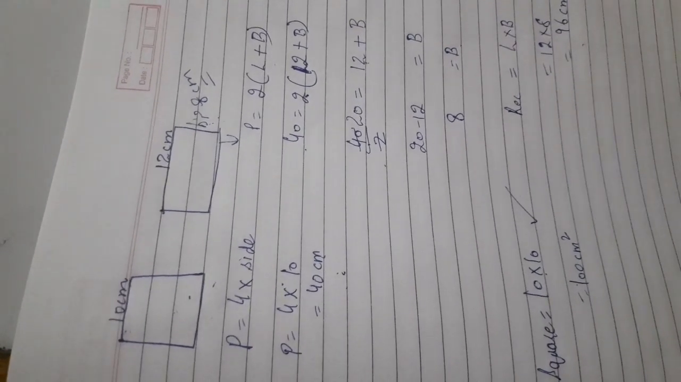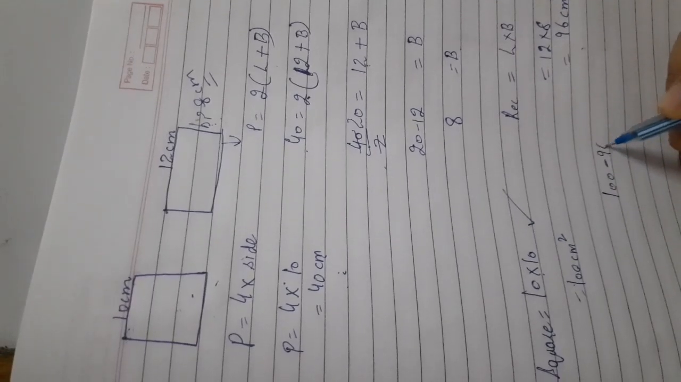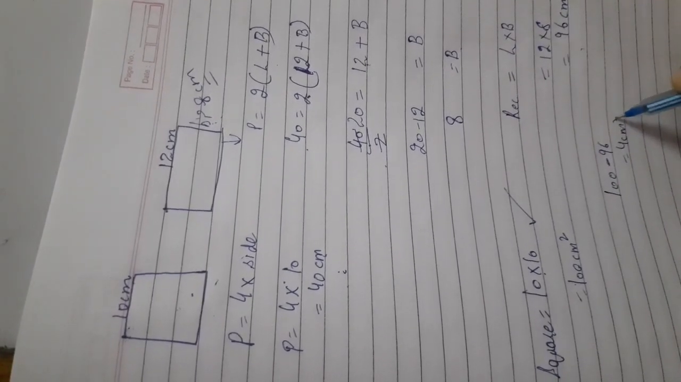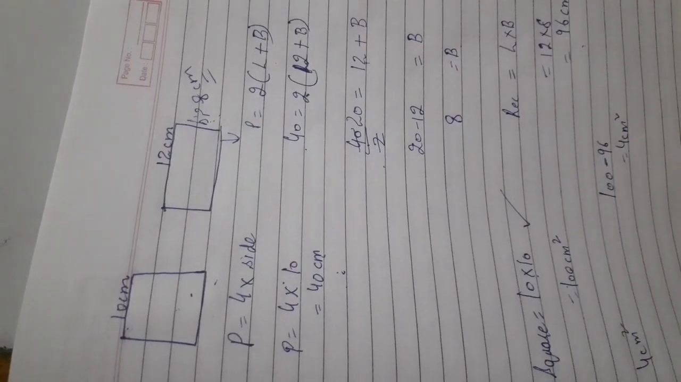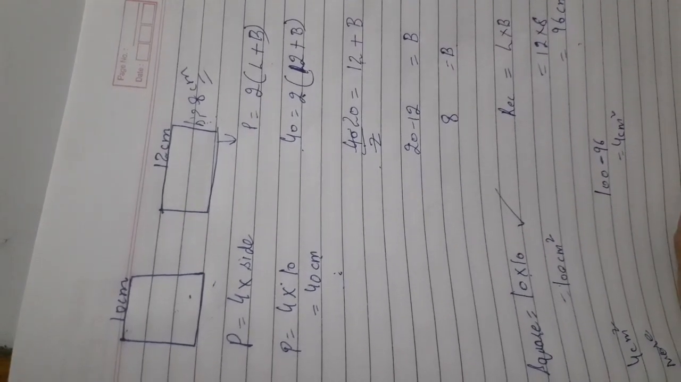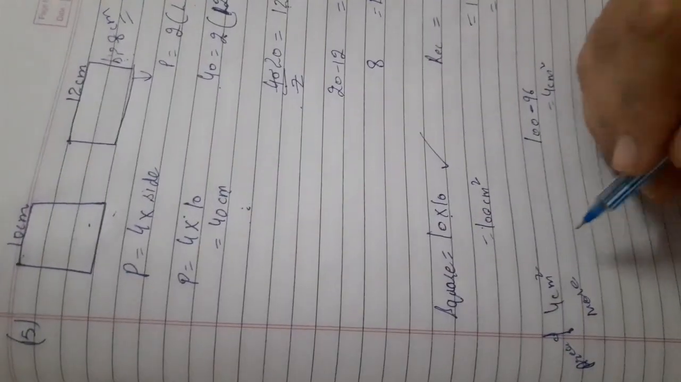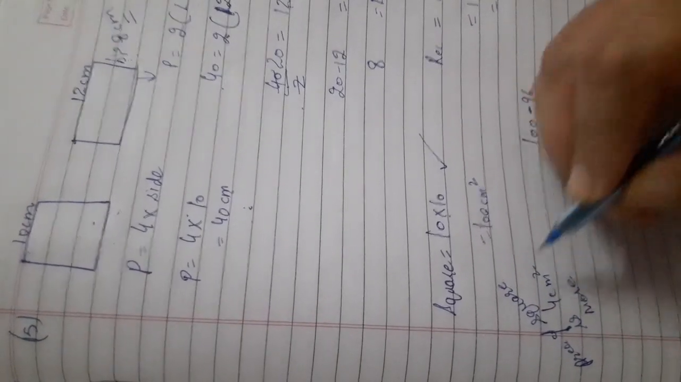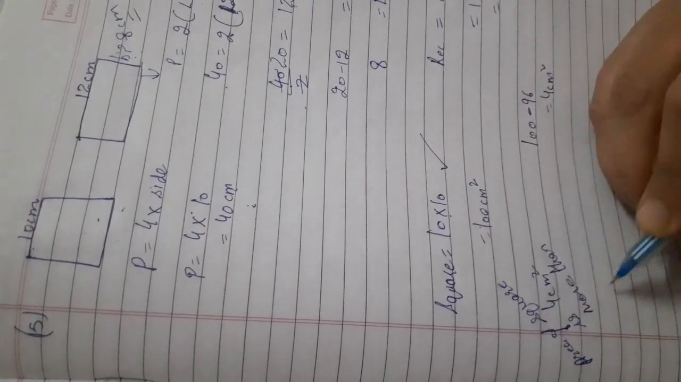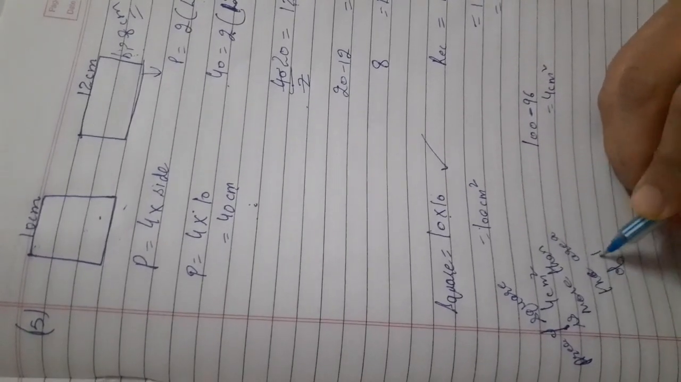So which figure encloses more area? The square has more area, and by how much? 100 minus 96, 4 centimeter square. So the area of the square is 4 centimeter square more than the area of the rectangle.